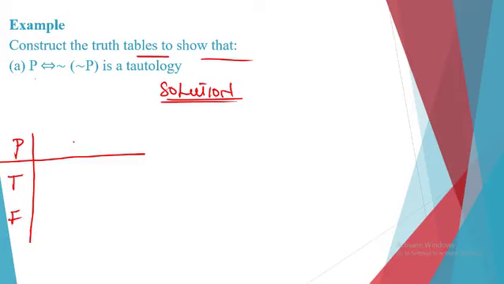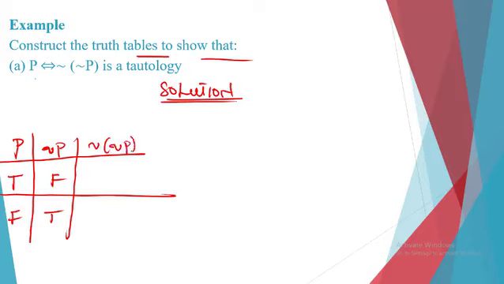Is that correct? Then we have the negation of P. For the negation of P, T will become false, and false will become true. That's what negation is. Then we'll now draw the negation of negation P.